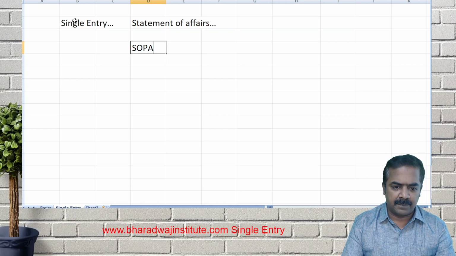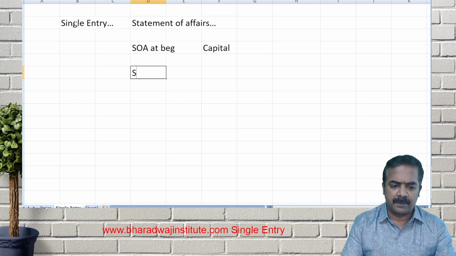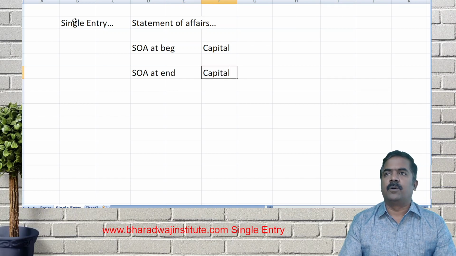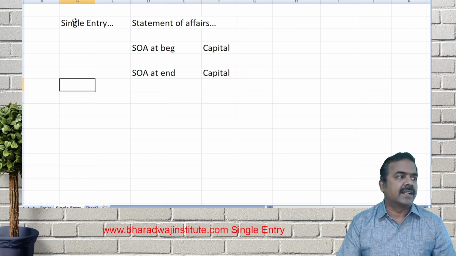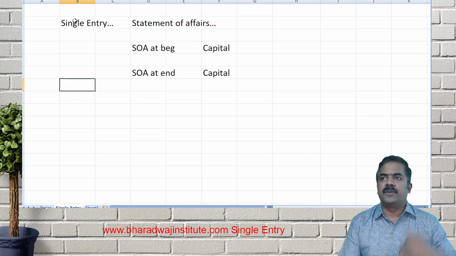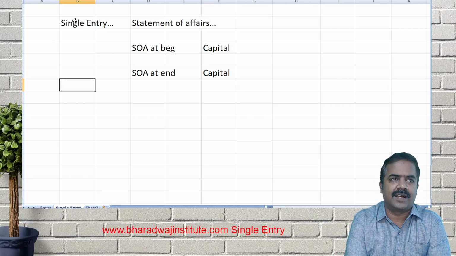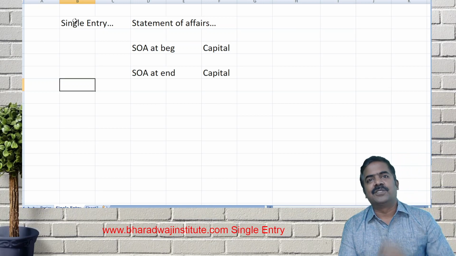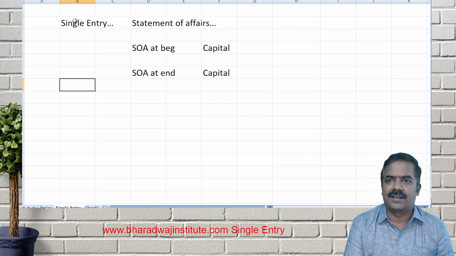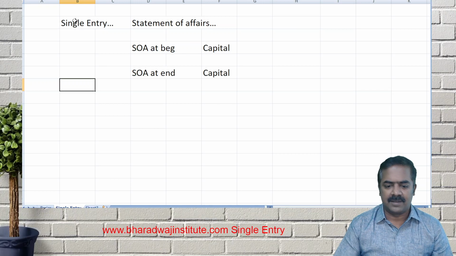We prepare the statement of affairs at the beginning of the year. Why? To find out which one? Capital. And we prepare the statement of affairs at the end of the year to find out the closing capital. The difference between opening capital and closing capital is normally taken as profit. Suppose if there are drawings, additional capital or interest on capital, we adjust for them.